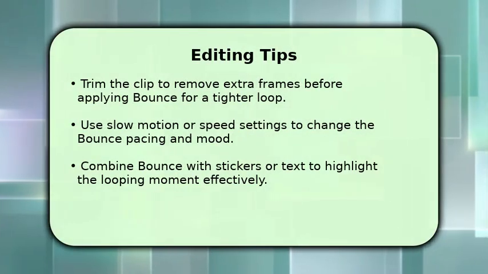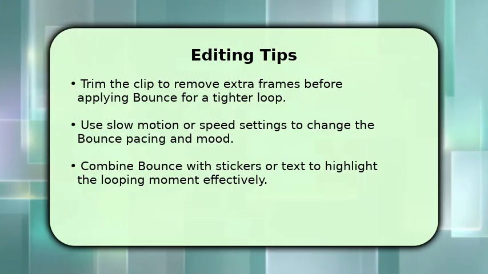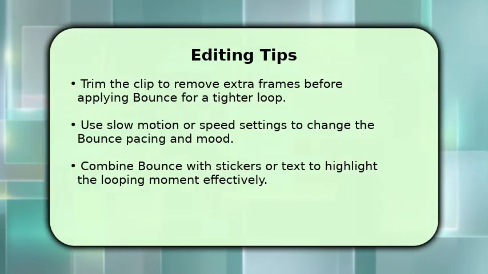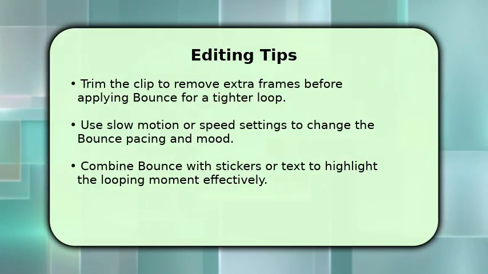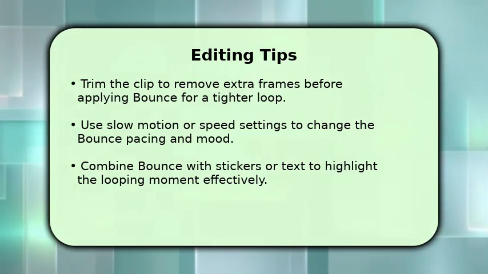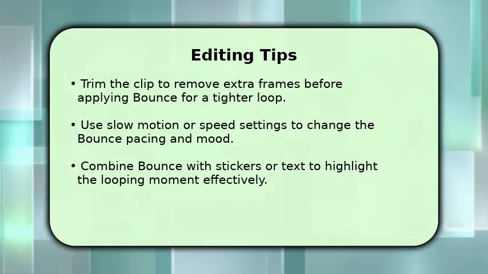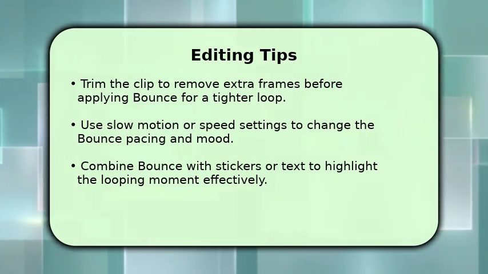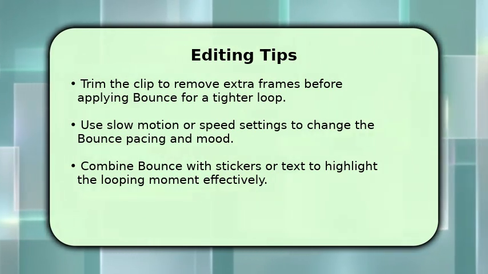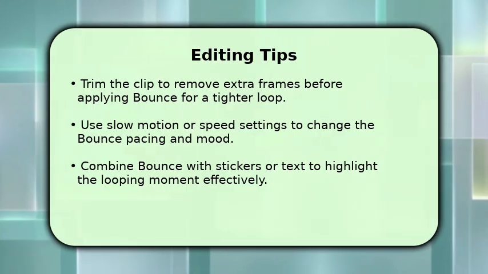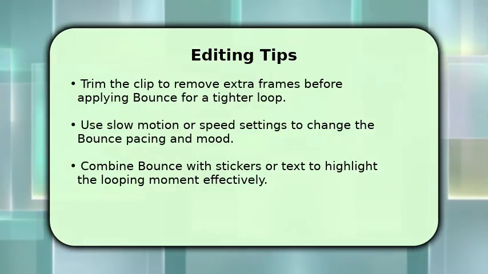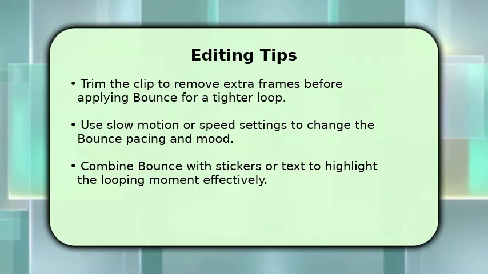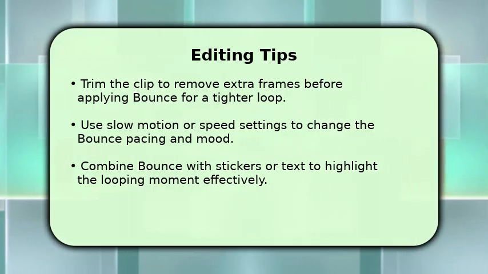After applying Bounce, refine the loop by dragging the handles to isolate the clearest movement, and trim any leading or trailing frames that cause glitches. Experiment with playback speed and slow motion to create dramatic or comedic effects, and layer stickers or captions to draw attention to the loop point. If the loop looks jumpy, try a slightly different start time or re-record with a smoother action to improve the back-and-forth transition.